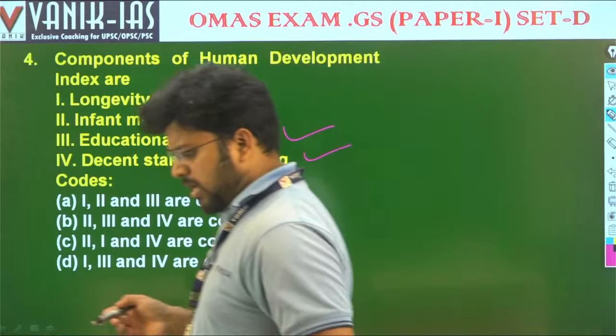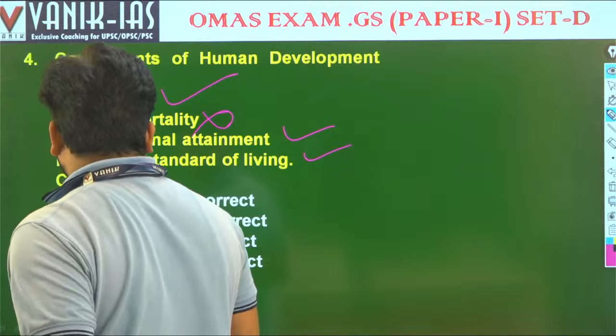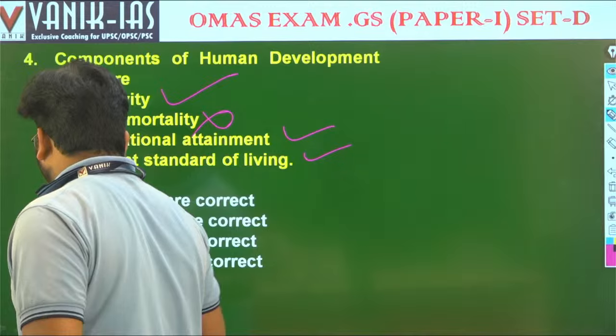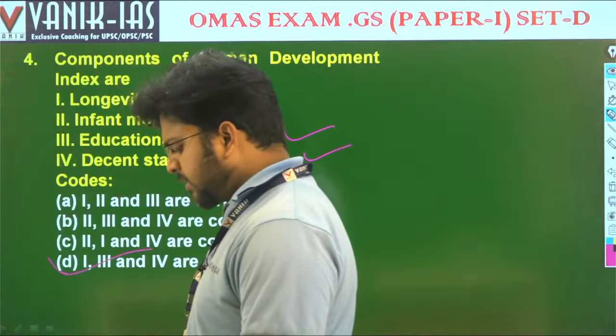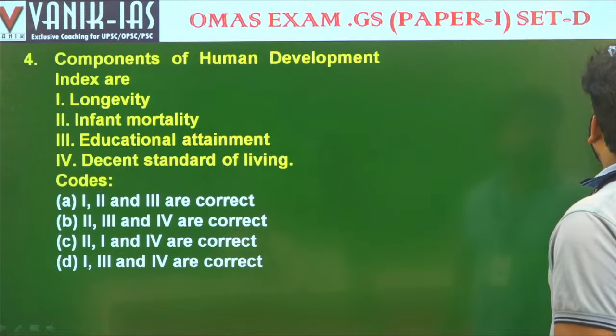So answer will be 1, 3, 4. 1, 3, 4, answer D is the right answer. So far as SDI is concerned, D is the right answer. Okay. Human Development Index.